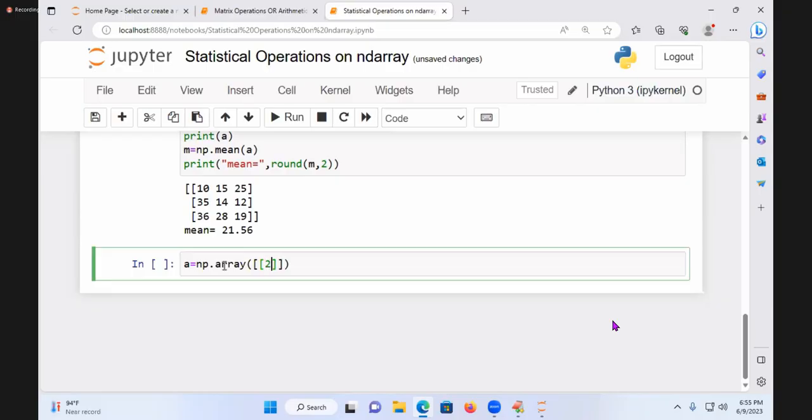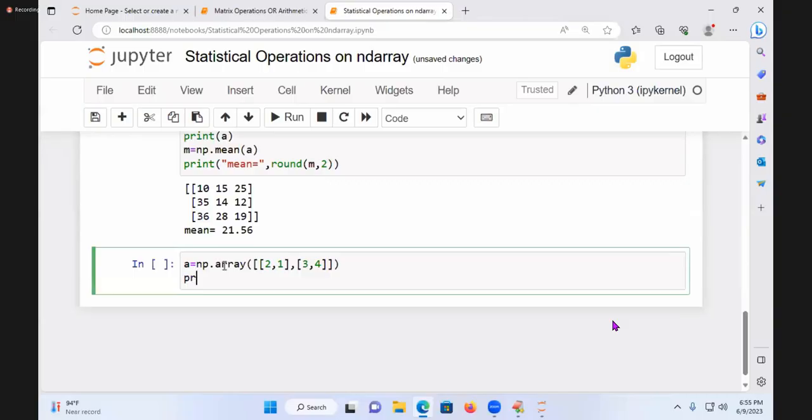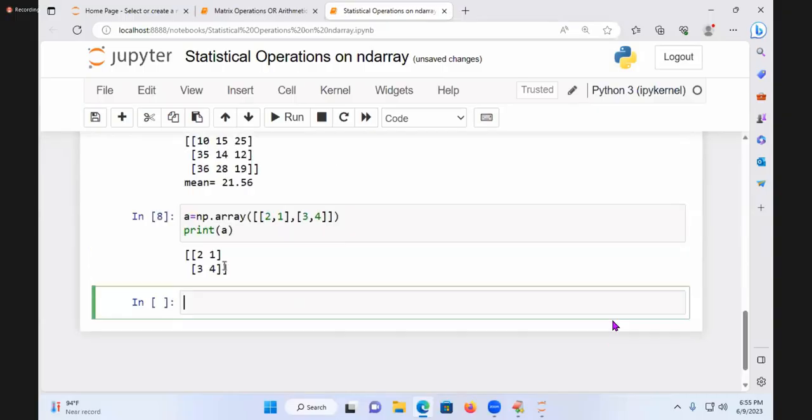What is that? Something like 2, 1. Now I will take it as what? 3, 4 I will take it. Right? You see that. Print of what now? A I am taking it. Now what is the mean of it? Same to same. Axis also will be there. Here also axis will be there. Column axis will be there. Row axis also will be there. Tell me how do you do it? M is equal to np.mean of A. What is the mean of that?